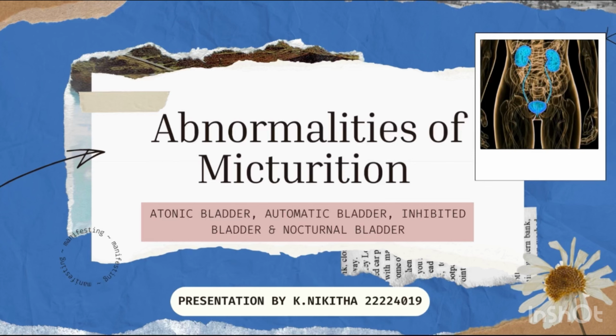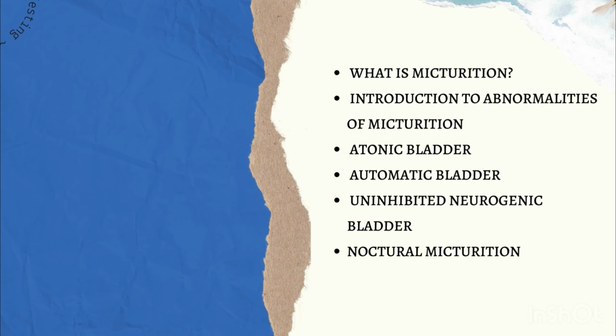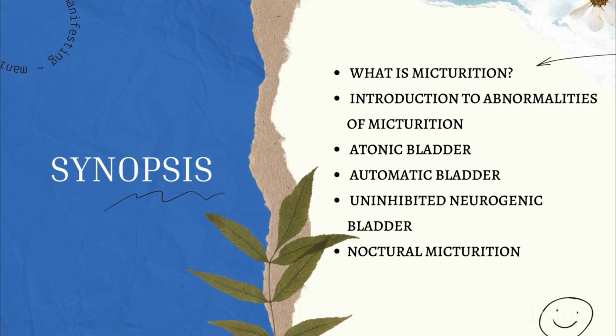Today, we will be learning about the abnormalities of micturition, under which we'll be talking about the atonic bladder, automatic bladder, inhibited bladder, and nocturnal bladder. So these are the topics we'll be talking about in this video.